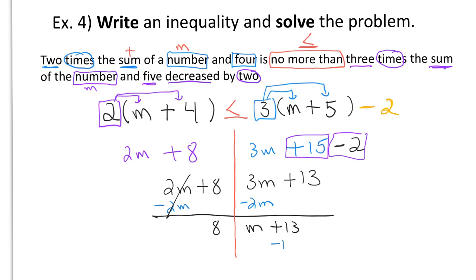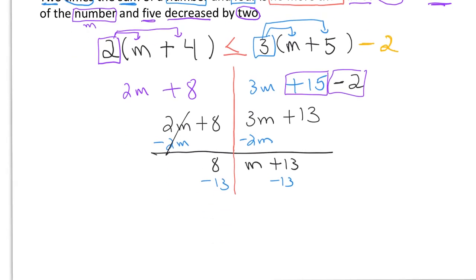13. You subtract 13 from both sides over here. So now you guys will have negative 5, 8 minus 13. You bring down the inequality, less than or equal to, and you have m, and you cancel the 13. Notice that m is already by itself, so I don't have to divide. I don't have to multiply. So that's it. We solved for the variable. But notice the variable is on the right side.